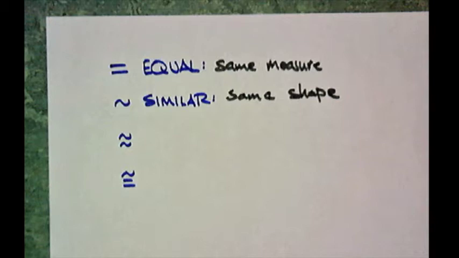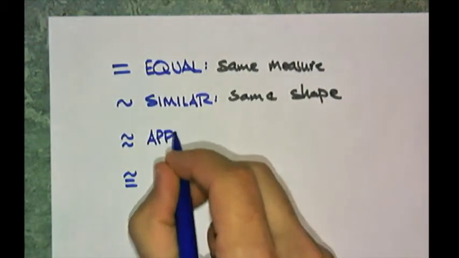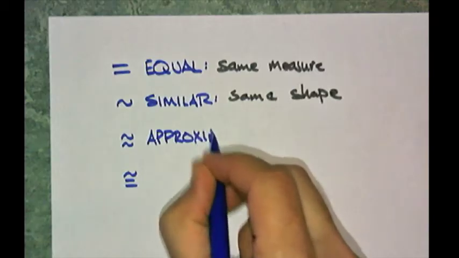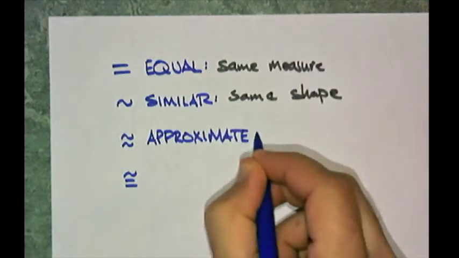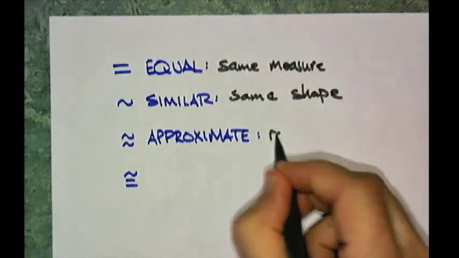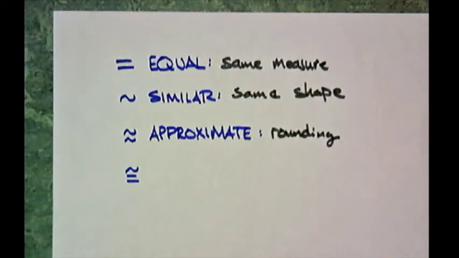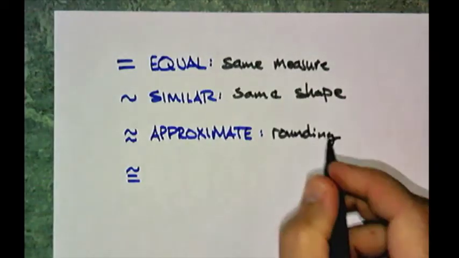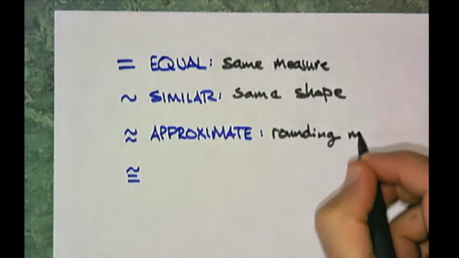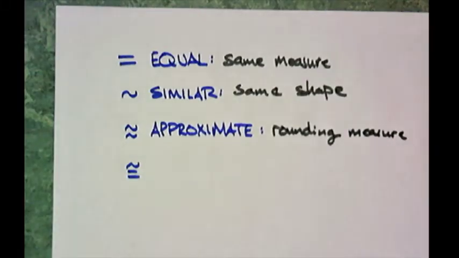This symbol is an approximation or approximate. So that's used for when we're rounding. We're not saying it's equal. It's usually a rounding of a measure, or size. Sometimes people talk about an approximate shape.